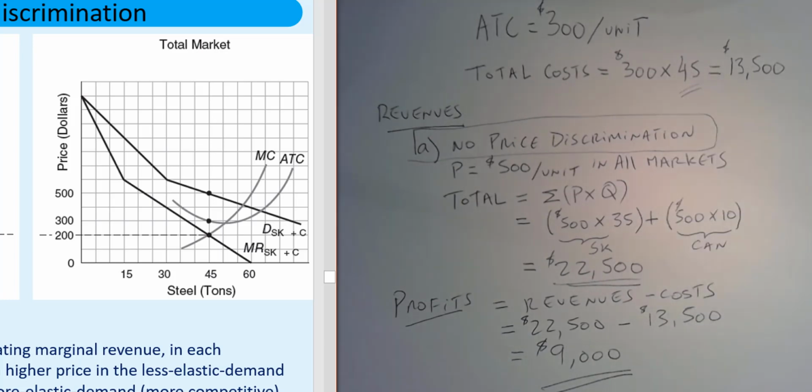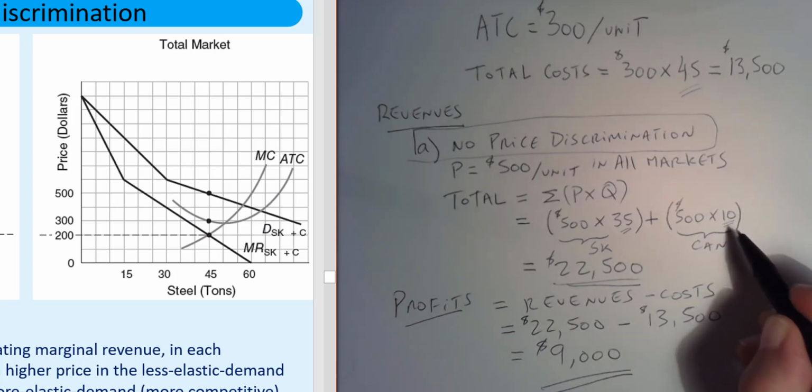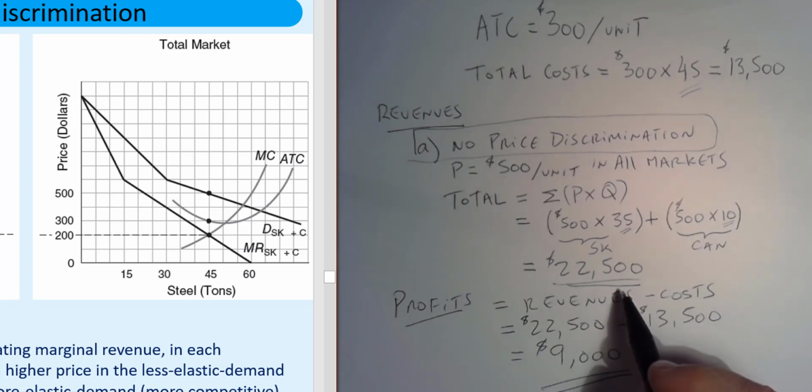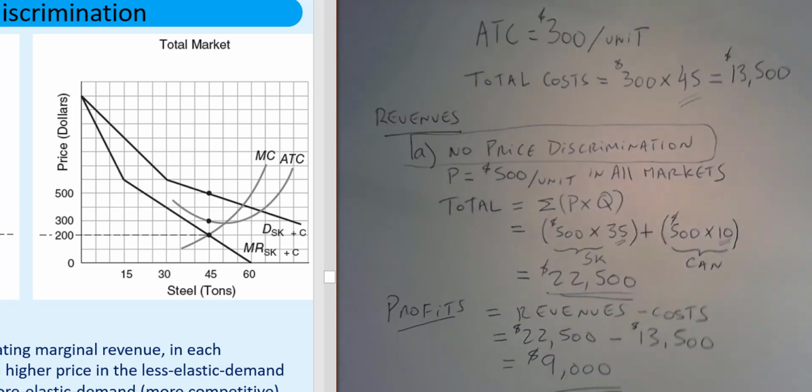45 units produced, 35 sold in South Korea, 10 sold in Canada, for a total revenue of $22,500. When we take out the costs, we end up with profits of $9,000. Now let's look at the scenario of price discrimination.